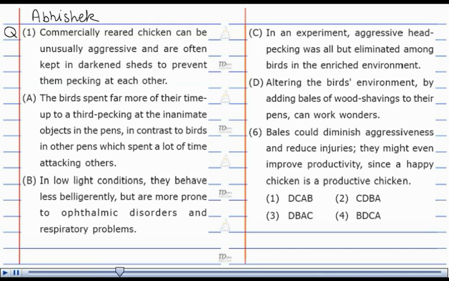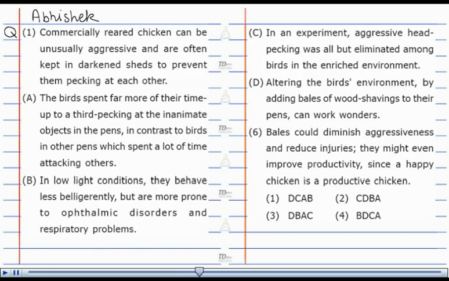C. In an experiment, aggressive head pecking was all but eliminated among birds in the enriched environment. D. Altering the birds' environment by adding bales of wood shavings to their pens can work wonders. Statement 6: Bales could diminish aggressiveness and reduce injuries. They might even improve productivity, since a happy chicken is a productive chicken.